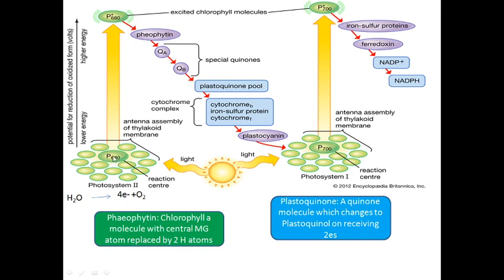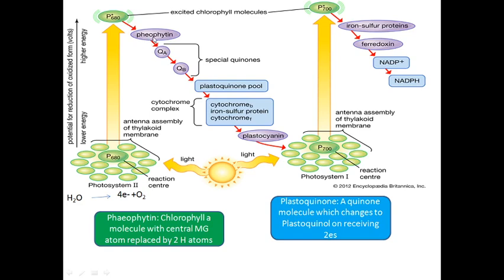As a result, this pigment system second or P680 gets excited. Here is P star 680. It shows the excited form. Here you can see this is the excited form of this pigment system second. So when it is excited, it passes its electrons to the pheophytin. What is pheophytin? Pheophytin is a chlorophyll A molecule with the central magnesium atom replaced by 2 hydrogen atoms.